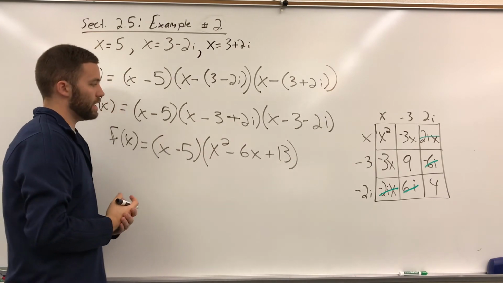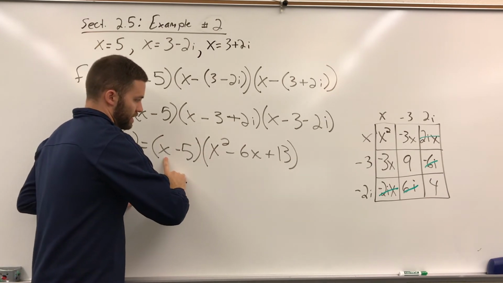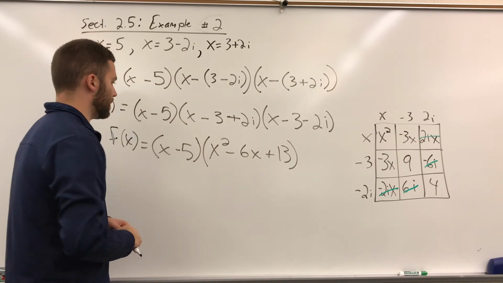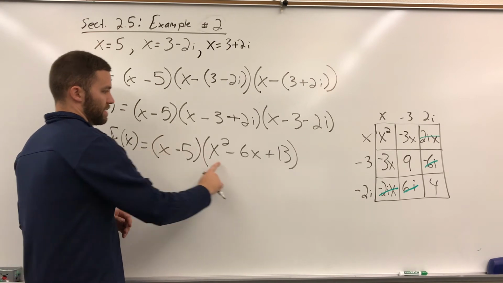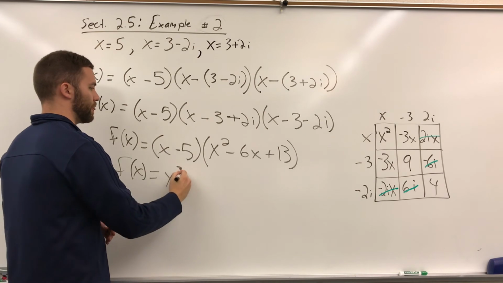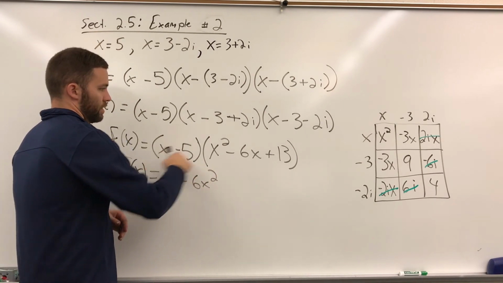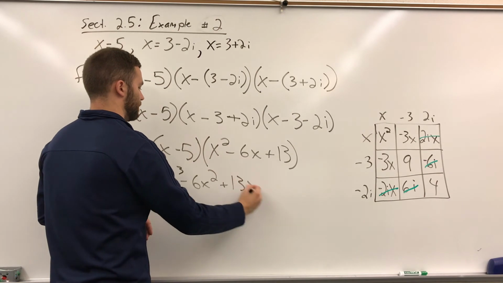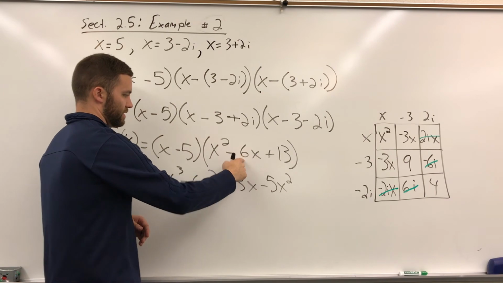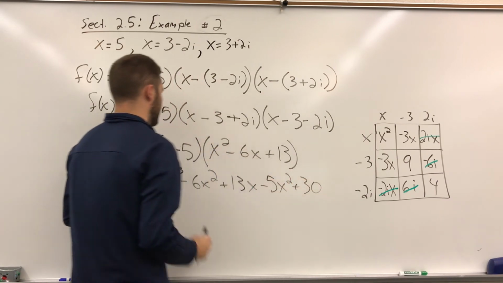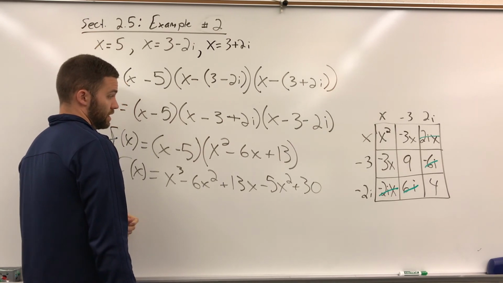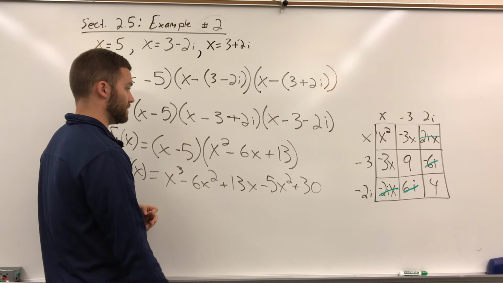Okay? And so then from there, it's just a matter of distributing the x minus 5 to the x squared minus 6x plus 13. And I guess we can just do that very quickly here. So x times everything and then -5 times everything. So f of x equals x cubed minus 6x squared. 13 times x is 13x. -5 times x squared, that's minus 5x squared. -5 times -6, that's positive 30. And negative 5 times 13, that's negative 65.